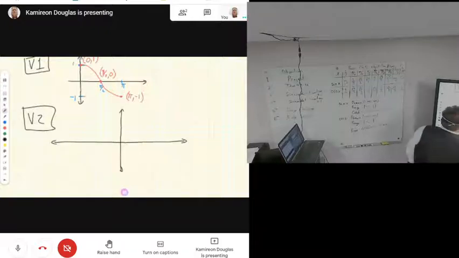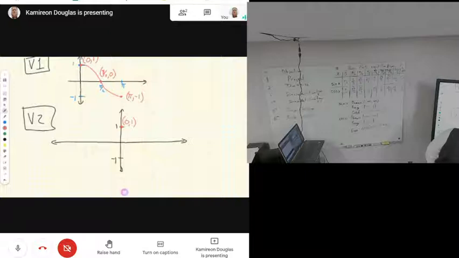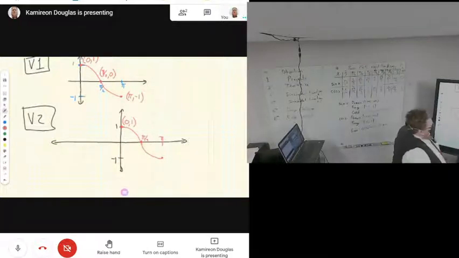Okay. Top value is at 1. Bottom value is at negative 1. All right. Put them in. At 0, it's 1. At pi over 2, it's 0. At pi, it's negative 1. So there's that piece.